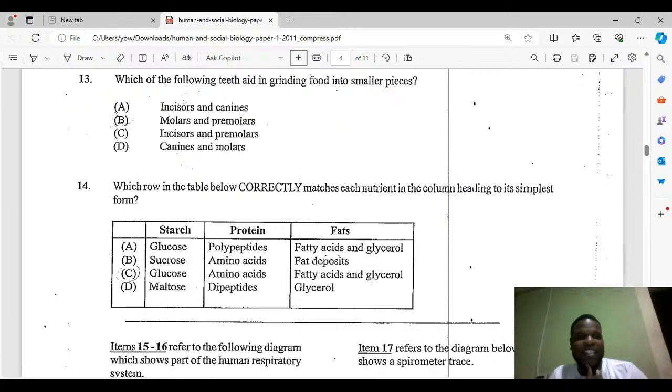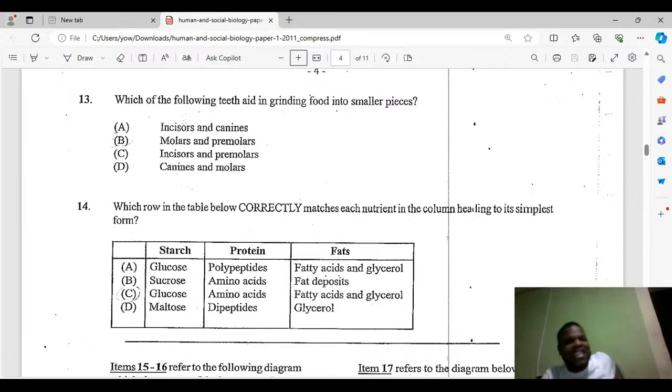All right. Let's go to the next question. This question 13 says, which of the following teeth aid in the grinding food into smaller pieces? That would be, is it incisors or canine, molar and premolar? I think this one is pretty straightforward. So B, it's pretty soft. Everybody get that. No quarrel there. Let's move on to question 14.